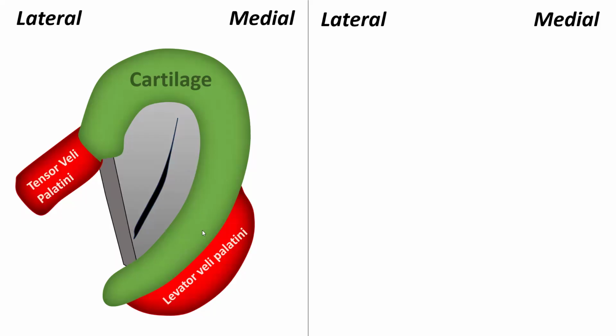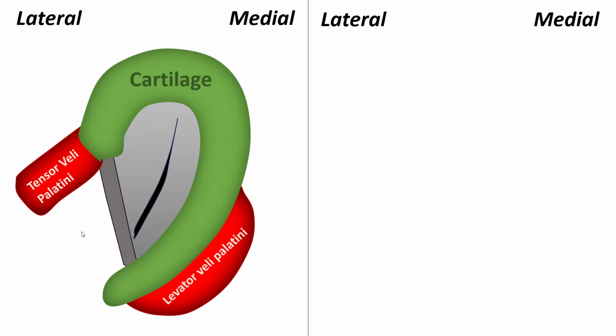And how does that function exactly? Well, let's just visualize it because that will make it clear. So normally the lumen of the Eustachian tube is surrounded by cartilage, and this cartilage is C-shaped or hook-shaped if you want. We have the Levator veli palatini inserting on the medio-inferior part of the cartilage, and we have the Tensor veli palatini inserting on the smaller lateral hook of the cartilage.